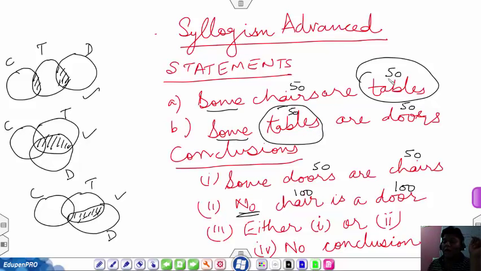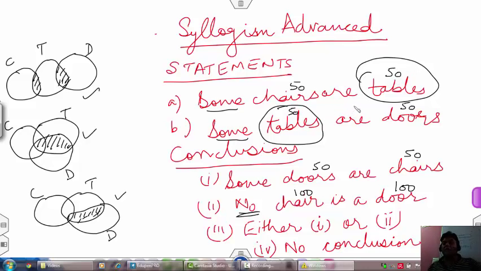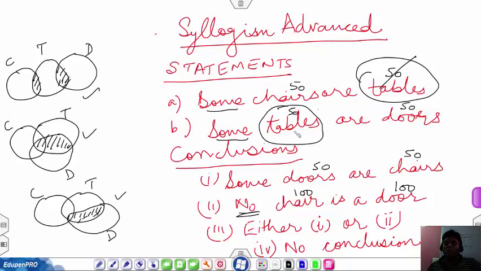But the common word has a value of 50 in both the cases. And our shortcut says, if you remember the last video, the common word should have at least one value as 100. So this is the common word. So first is ruled out.